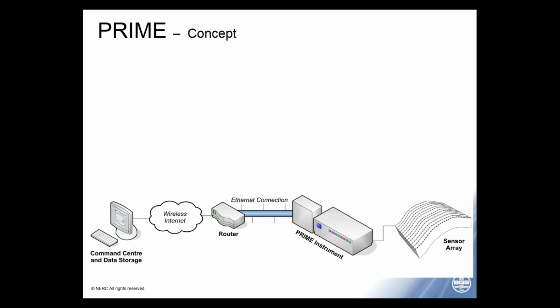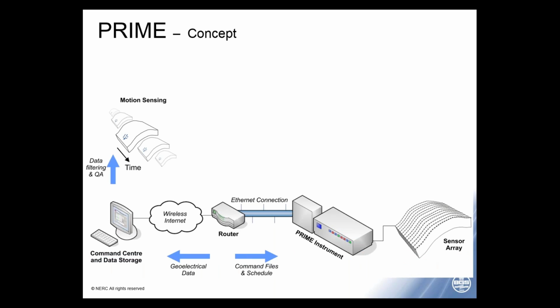So the PRIME concept is shown on this next slide. On the bottom right-hand side, you can see an example of a sensor array deployed, in this case, on an embankment. These sensor arrays are permanently or semi-permanently installed and connected to our PRIME instrument, our measurement device, which in turn is controlled using the wireless mobile network. So we use the GSM modems to operate the system remotely. We can schedule measurements, we can retrieve data, and then we go through a processing workflow.